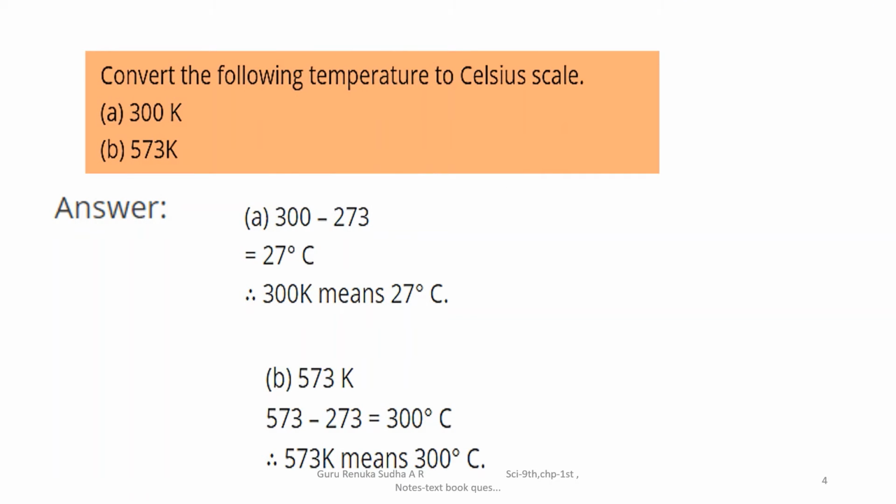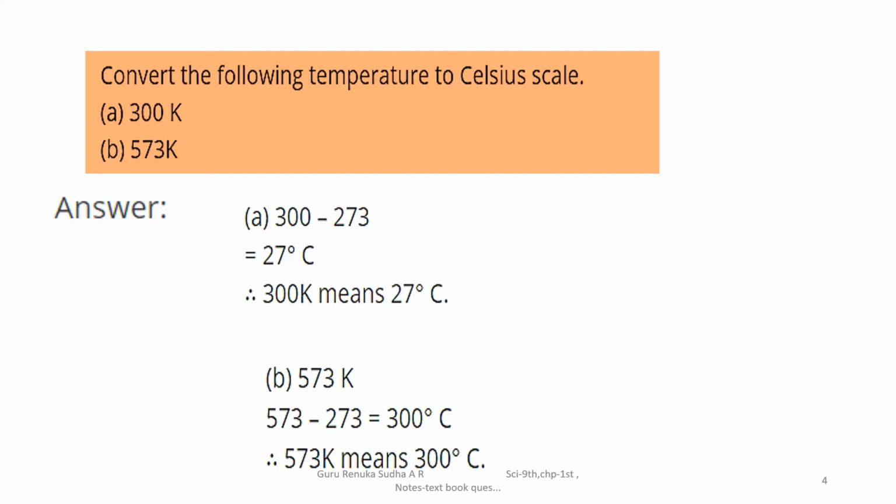Let us observe some extra questions, which will help us to solve the exercise questions easily. Here are two problems. Here we are asked to convert the temperature which is in Kelvin scale to Celsius scale. The first one is 300 Kelvin, that you have to convert into degree Celsius. For that you have to use the formula.